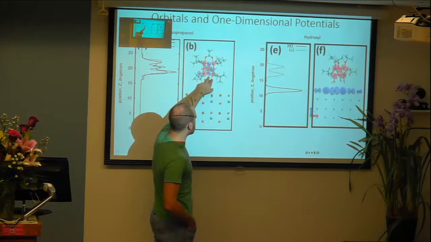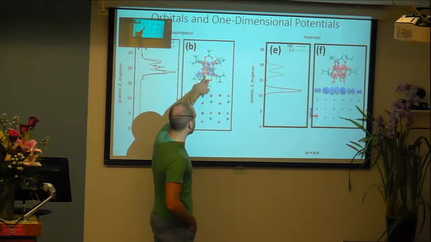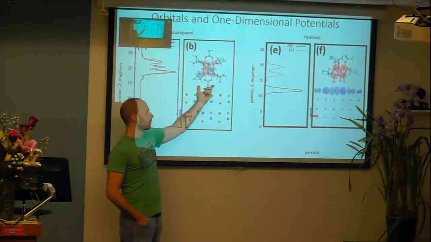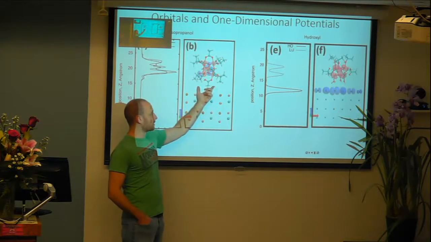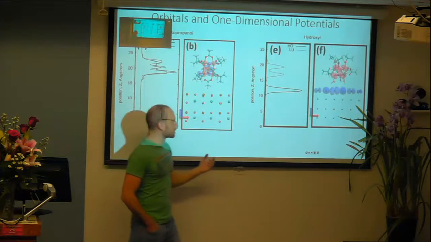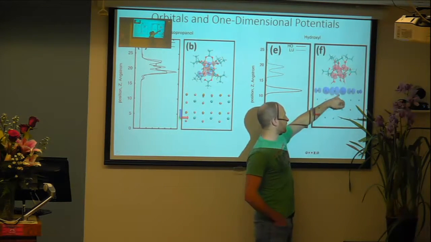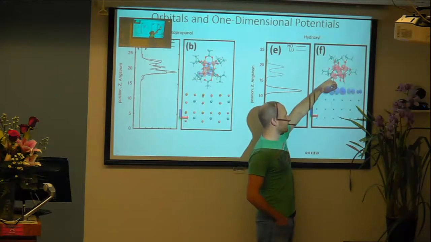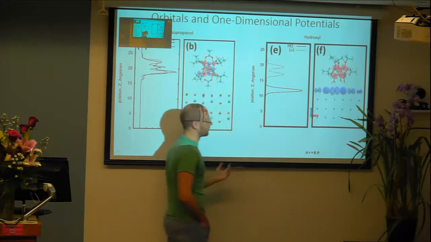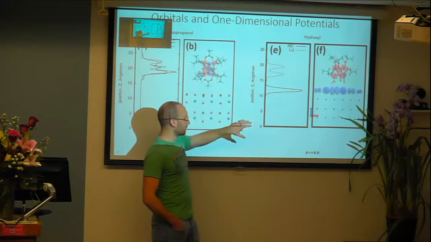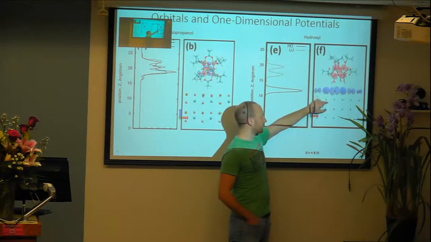The blue orbitals are the HOMO. The red ones are the LUMO. And you can see that those are both localized on the titanium dioxide in the isopropanol case, whereas in the hydroxyl case, you actually have the HOMO in the perovskite, and then the LUMO would be found in the titanium dioxide.